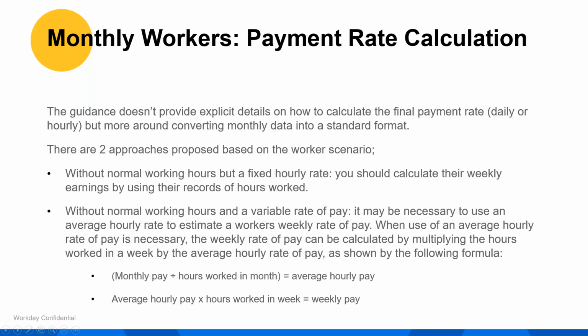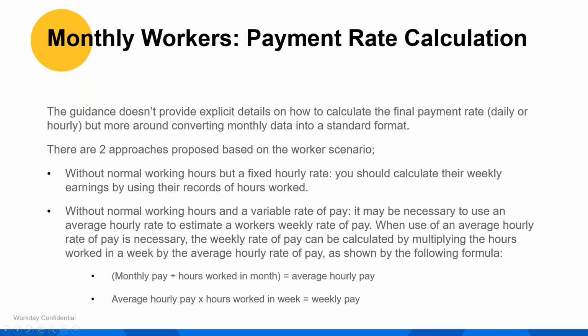So again, there's two approaches they propose around how to standardize payments for monthly workers. So firstly, we have without normal working hours, but a fixed rate. And what they say there is you should be able to calculate their weekly earnings by using your records of hours worked. So the assumption is you've got on your system lots of information about each week, the hours someone did, and the rates, sort of standard rate, may have changed with some pay rises, and that's what's been paid to this worker every week, and that should be easy to pull. Is their view? Not saying it is, but that's their view.